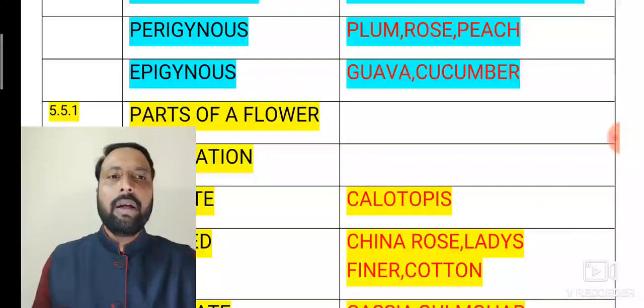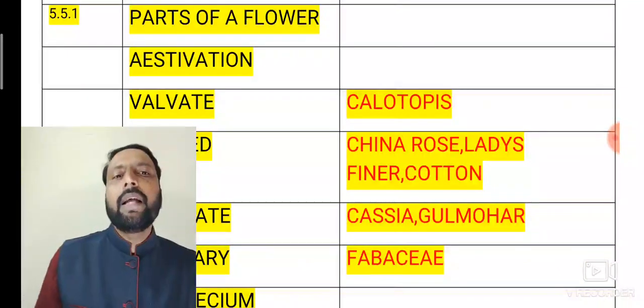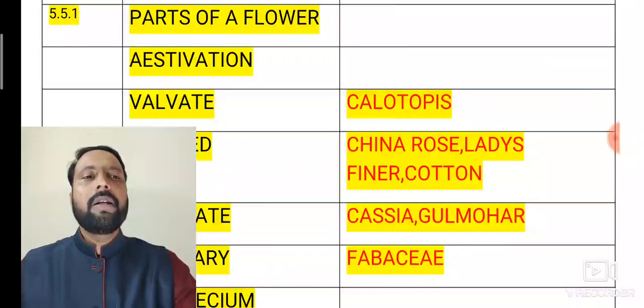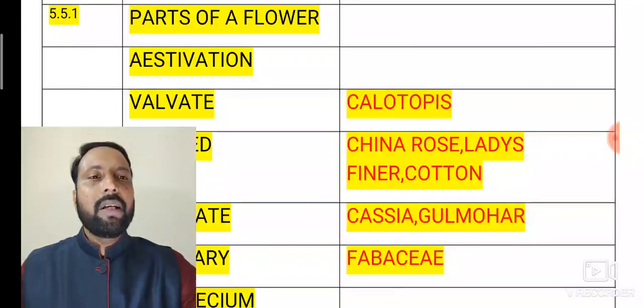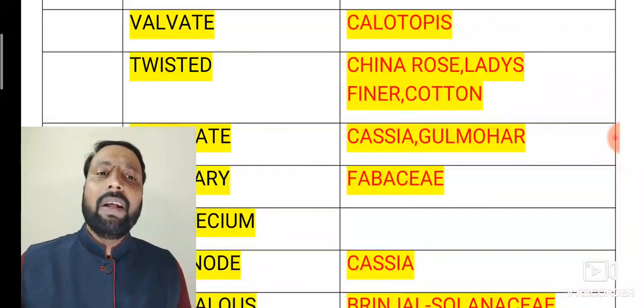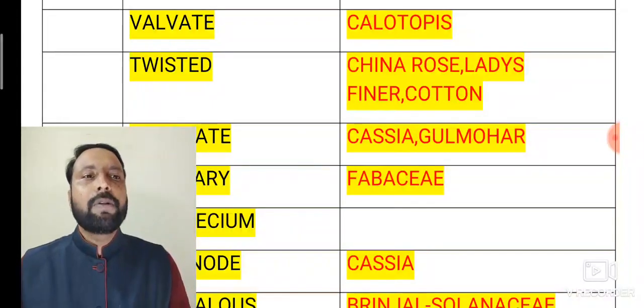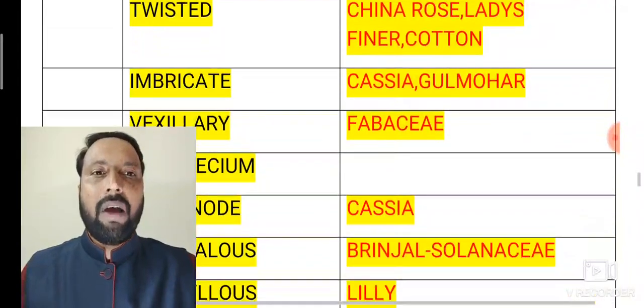Example: guava, cucumber. Then you go for parts of the flowers. There, especially, we have to discuss valvate aestivation. When the perianth lobes are arranged with small gaps, that is called valvate aestivation. Example: Calotropis. When the perianth lobes overlap one above the other, that is called twisted aestivation. Example: China rose, lady's finger, cotton, Malvaceae family members.